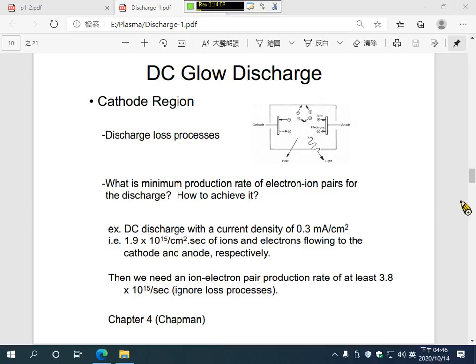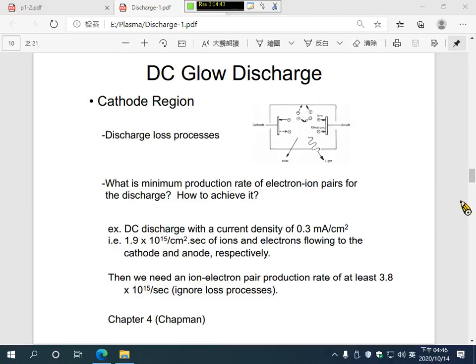This is the flux of ions and electrons flowing between cathode and anode, in opposite directions. So based on this example, one needs an ion and electron pair production rate of at least 3.8 times 10 to the 15 per second. So this is the example.